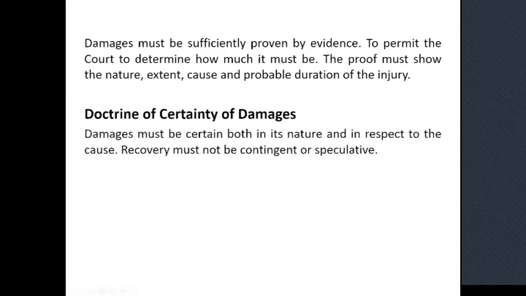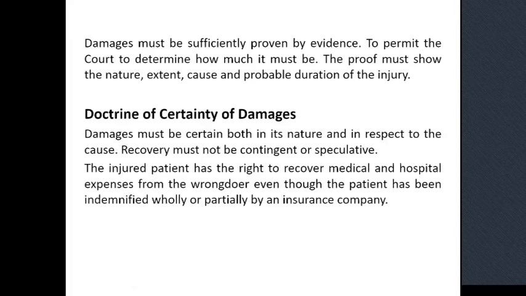Damages must be sufficiently proven by evidence, to permit the court to determine how much it must be. The proof must show the nature, extent, cause, and probable duration of the injury so that you can give the appropriate monetary compensation for the damages. The doctrine of certainty of damages means that damages must be certain both in their nature and in respect to the cost. Recovery must not be contingent or speculative, based on probable damage. It should be based on actual damage, the certain damage that has been done.